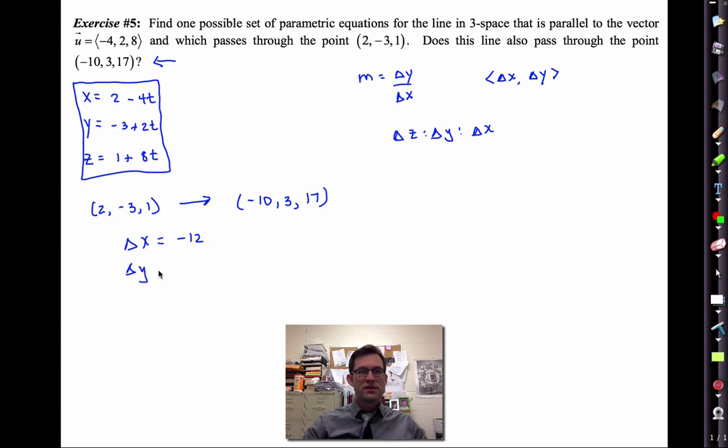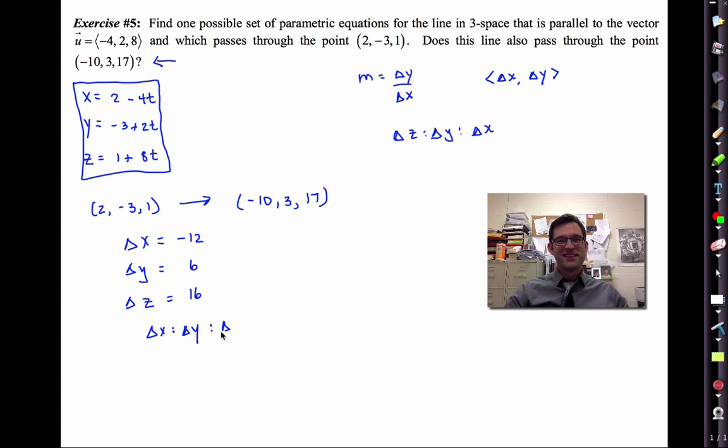-12, a delta y that's equal to +6, and a delta z that's equal to +16. So if I look at delta x to delta y to delta z, I get -12 to 6 to 16. The best I could do is reduce that by 2, so that would give me -6 to 3 to 8. But I need something that has this ratio, -4 to 2 to 8. These aren't the same ratio.